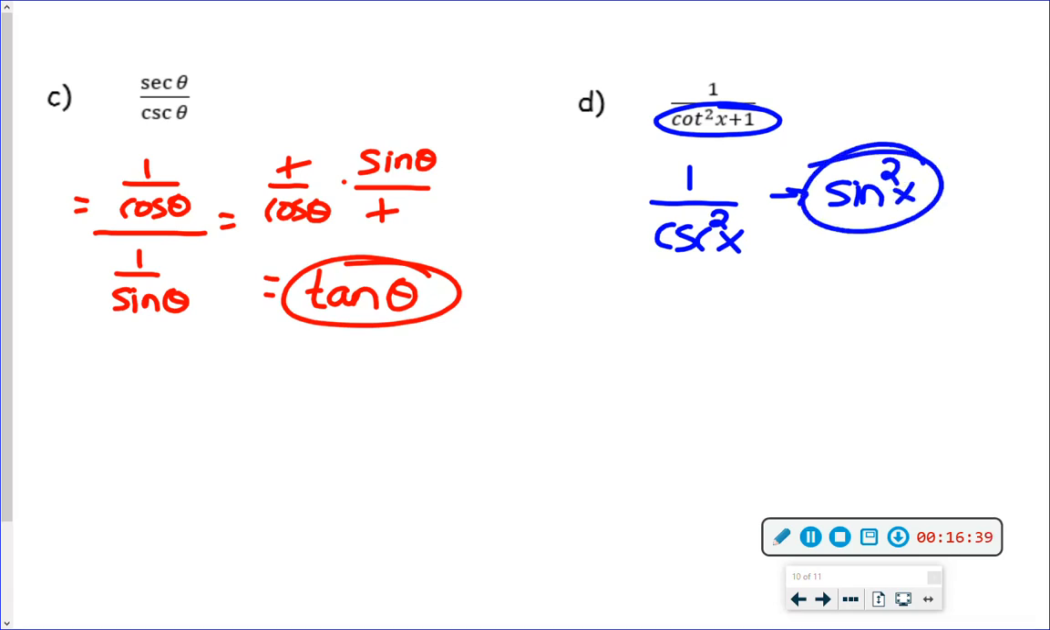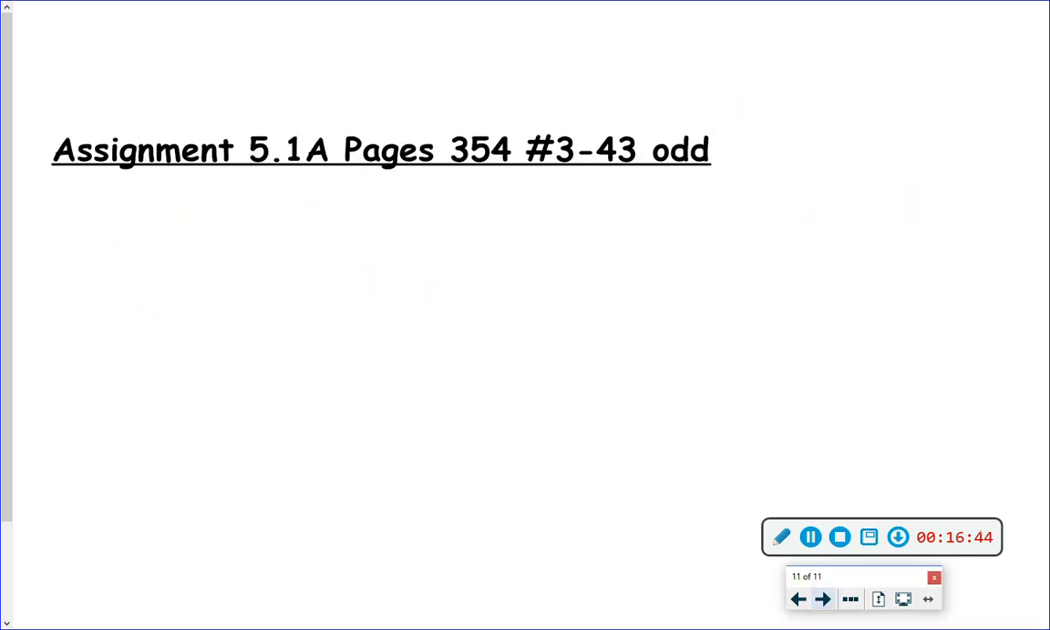Got it. So have your identity sheet handy. You're going to be looking at those Pythagoreans probably the most. Use those a ton. They're going to start coming up more and more.